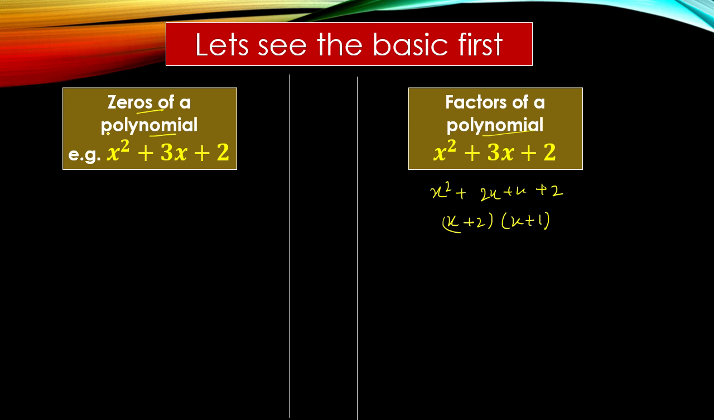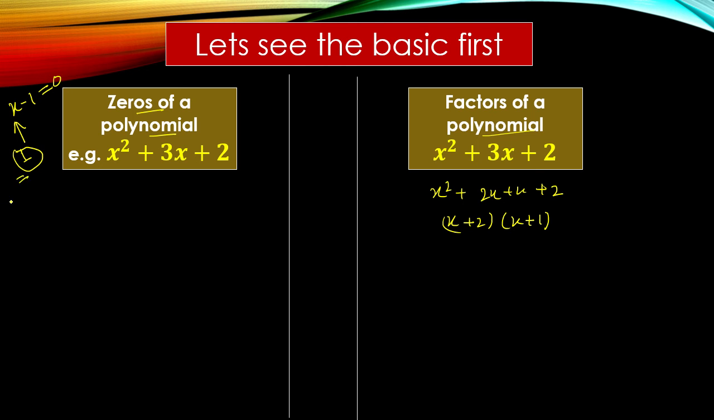Now what is the definition of the zeros of a polynomial? Suppose the polynomial is x minus 1. We are interested to find the zero of the polynomial. What is the meaning of zero of the polynomial? If we put a number in place of x, suppose it is 1, and it makes the polynomial 0, then this is the zero of the polynomial. A number which, when substituted in place of the variable, gives the result 0, is called a zero of the polynomial.